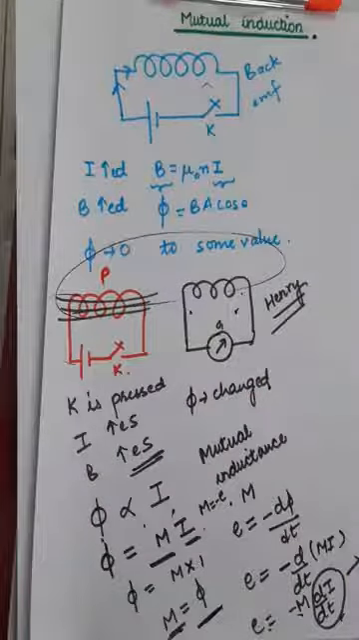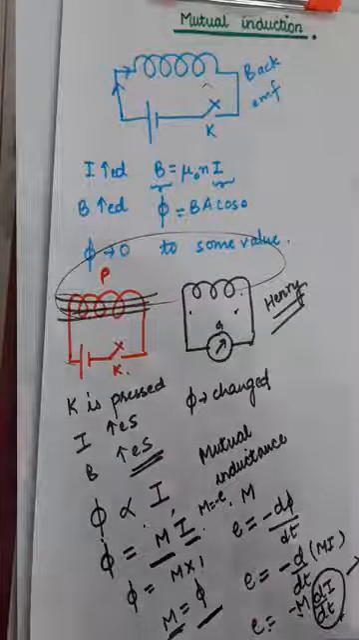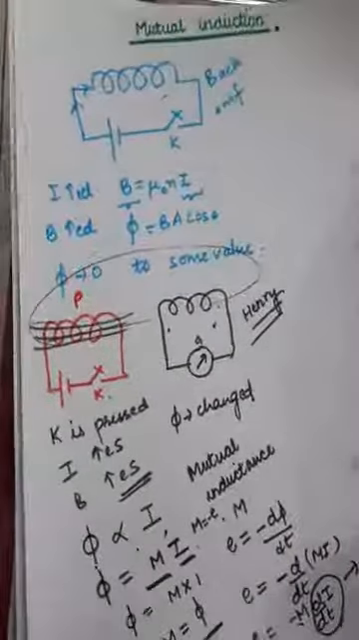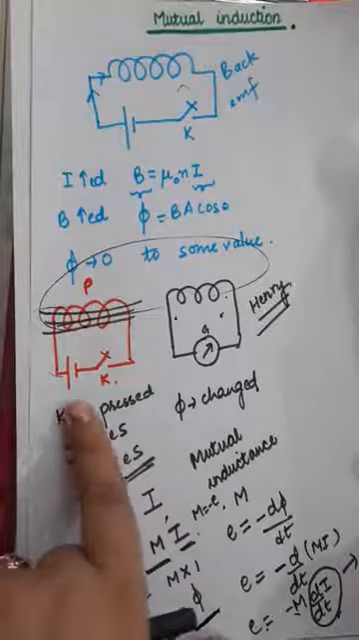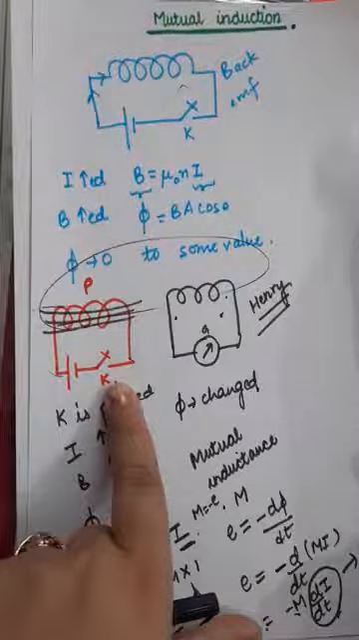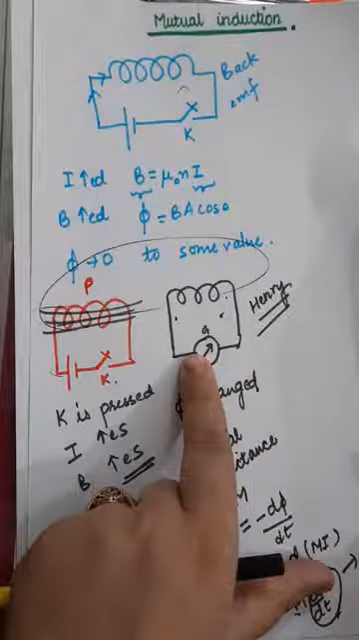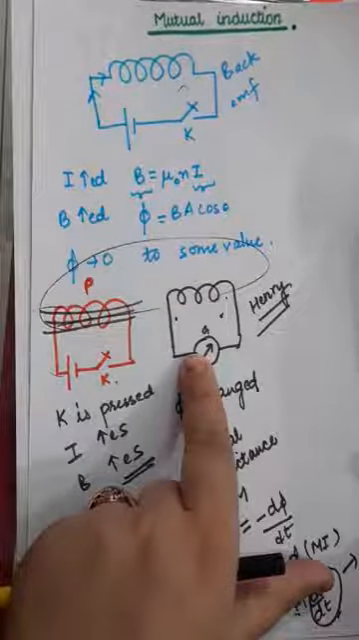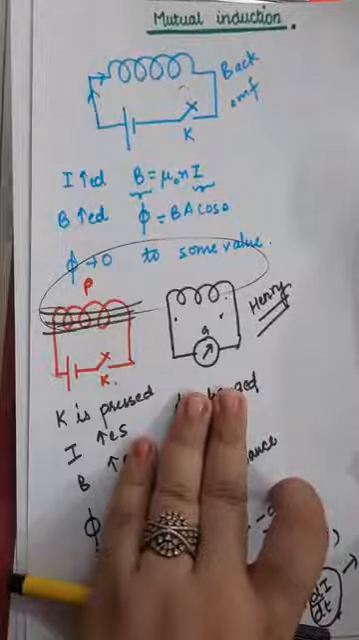Okay, I'll just quickly recap the phenomenon for you. The phenomenon is known as mutual induction. So what exactly happens? You have one coil which is connected to a battery and to a key. And there is another coil which is not connected to the battery and it is also not connected to a key. It's simply connected to a galvanometer.